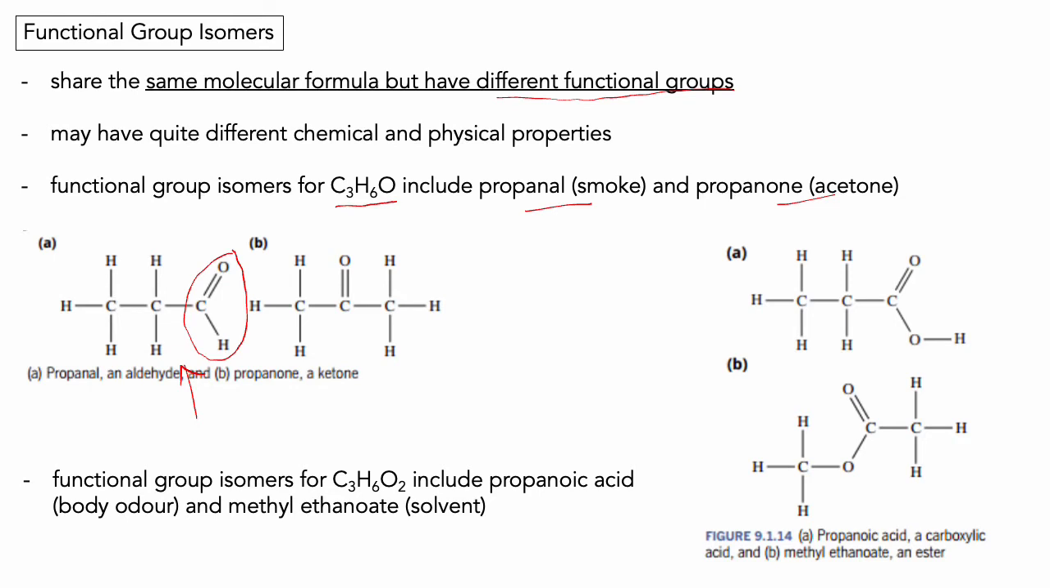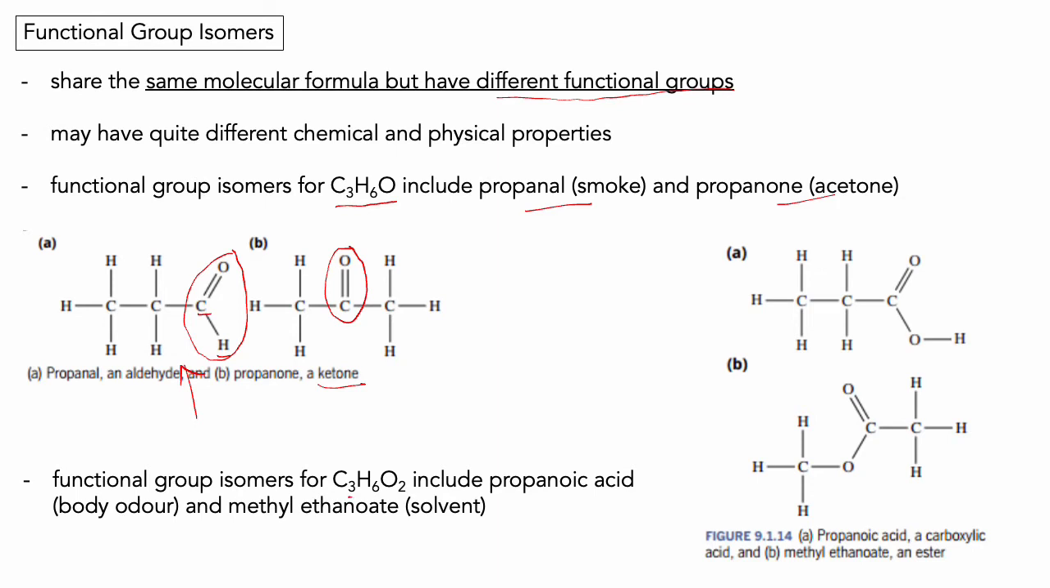You've got a double bonded oxygen to a carbon, and that carbon is capped with a hydrogen. Now, the same molecular formula, arranged differently, could give us a double bonded oxygen in the center of the molecule. Now, we call that a ketone, and that would give us propanone. So you can see here a functional group isomer, same molecular formula, but we have a completely different functional group, which gives these molecules completely different characteristics.